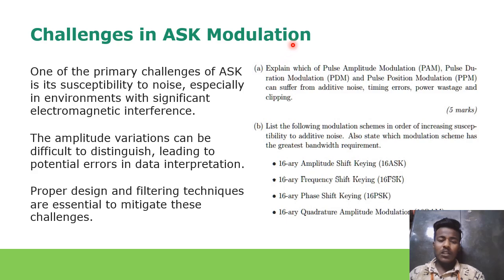Challenges in ASK modulation. One of the primary challenges of ASK is susceptibility to noise, especially in environments with significant EM interference. The amplitude variations can be difficult to distinguish, leading to potential errors in data interpretation. Proper design and filtering techniques are essential to mitigate these challenges.